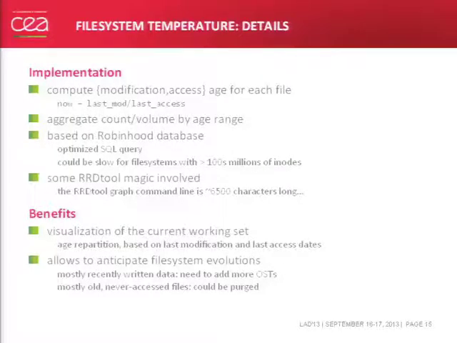How is it done? Basically, for each file in the file system, we compute its age, whether it's its modification or access age, by just subtracting the last modification or the last access time from the current time. We aggregate that by count or volume, by age range, and we do that based on the Robinhood database, so we don't need to query the file system for that. It's an optimized SQL query, and it could be kind of slow for large file systems. So we tried that for file systems up to 100 million inodes, but over that it's kind of difficult. So we may need to improve the process.